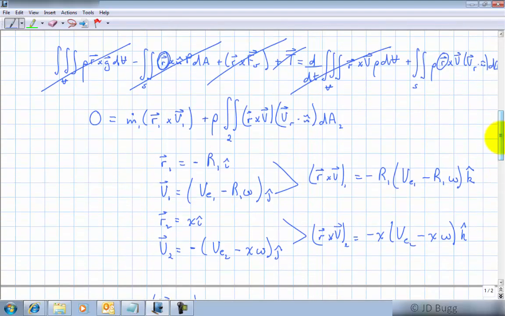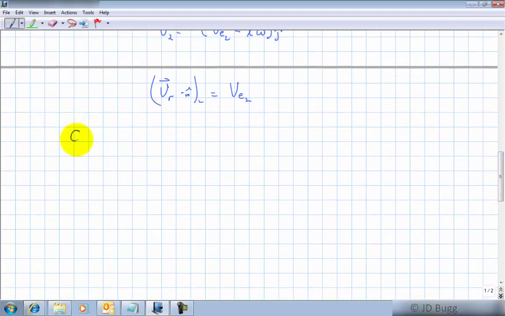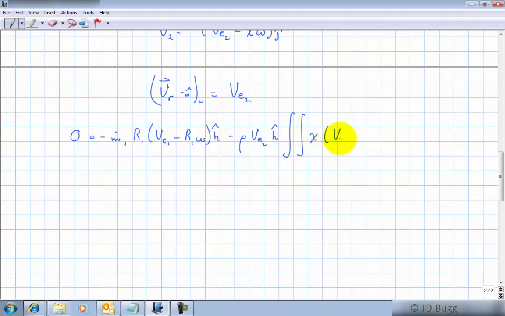So now we're ready to assemble, or to put all of this stuff we've been discussing back into our momentum equation. So we'll do that right here. We have 0 on the left-hand side, minus m dot 1 r1 v exit 1 minus r1 omega k hat. So that's the uniform exit from the nozzle on the left side. And then the exit 2, we have a density. We have VE2 that we can factor out. We have a constant k that we can factor out. So this is the Vr dot n. It's constant, so I've brought it out. And we have our surface integral left. We'll do the limits in a moment. An x applied to VE2 minus x omega, and dx dz is our element of area.